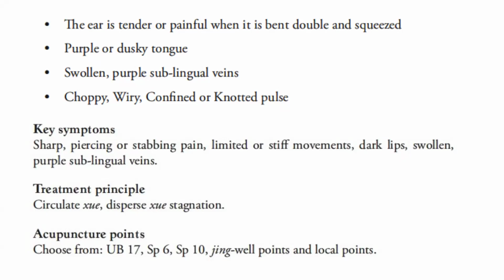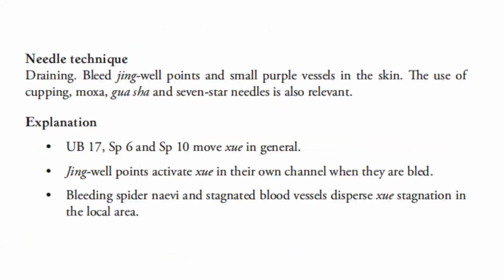The acupuncture points are to choose from urinary bladder 17, spleen 6, spleen 10, which are Jingwell points and local points. The needling technique would be to drain, bleed Jingwell points and small purple vessels in the skin. The use of cupping, moxa, gua sha, and 7-star needles is also relevant.